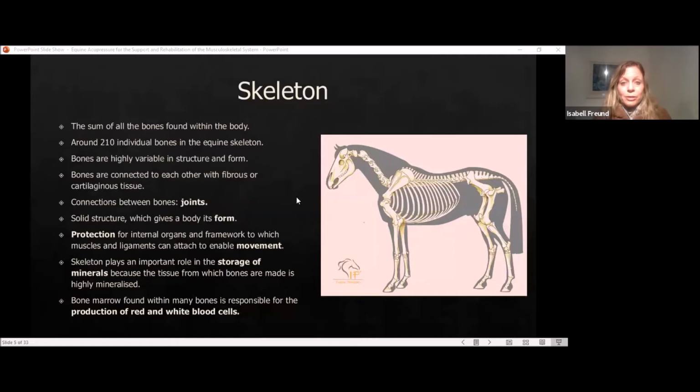The skeleton gives the body its form, but it also protects the inner organs. And of course, in connection with muscles and ligaments, it allows movement. It also has a big function in the storage of minerals, because the bones are highly mineralized. And due to the bone marrow in the bones, they are responsible for the production of red and white blood cells. So there are many important functions and aspects that are really essential for being able to function properly.